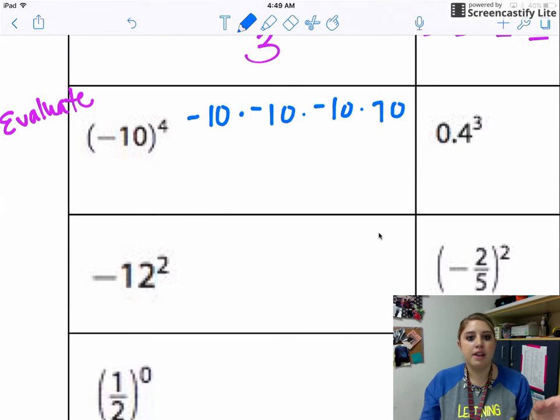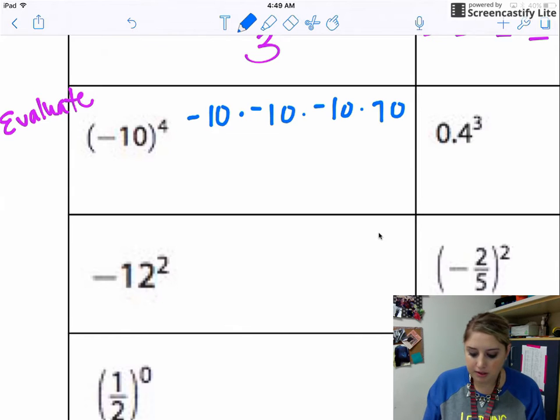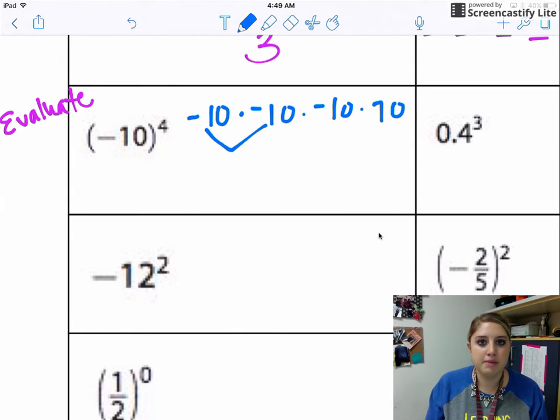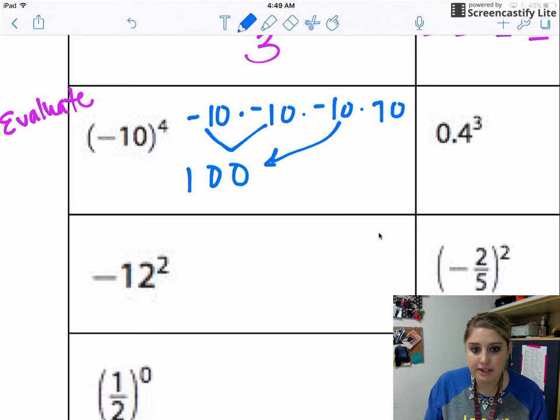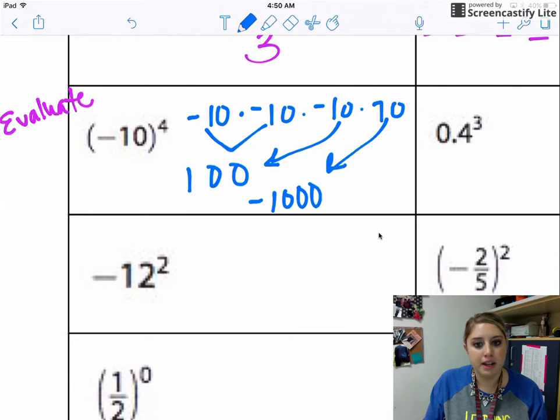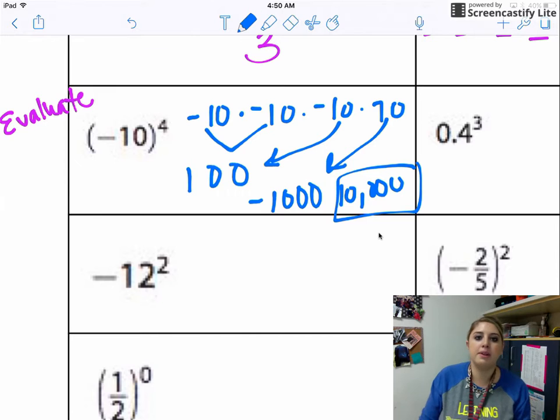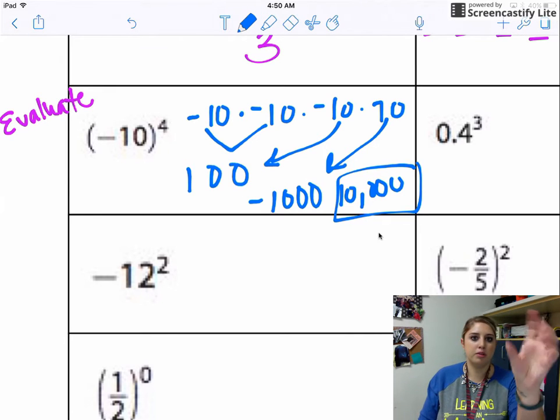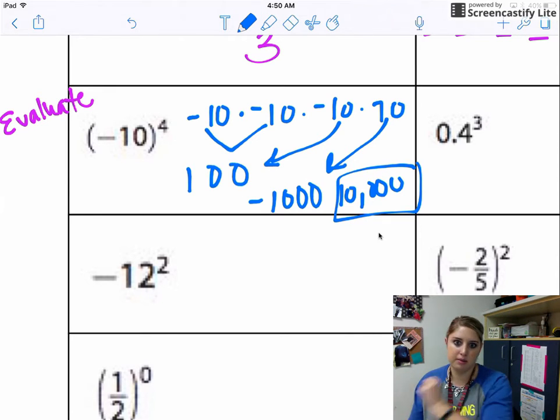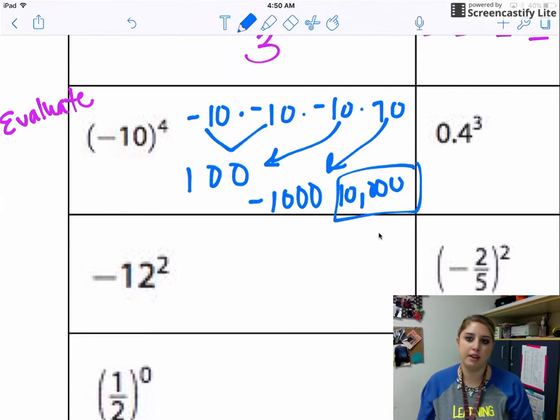So I have -10 multiplied 4 times. So we're going to do this together. -10 times -10 is +100. Then I have to take that times -10, 100 times -10, which is -1,000. And now I have to take -1,000 times -10, and I get +10,000. Do you see how we did that there? We take each chunk, multiply the first two, then the next one, then the next one. So I end up getting a +10,000 because there were 4 negatives in a row.